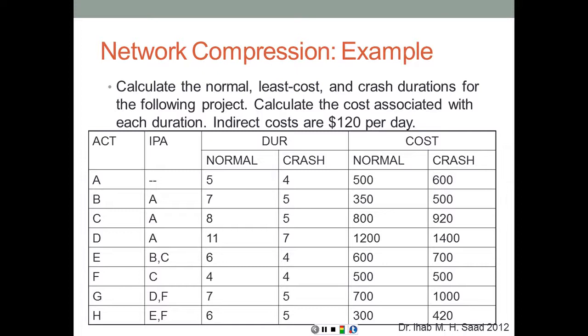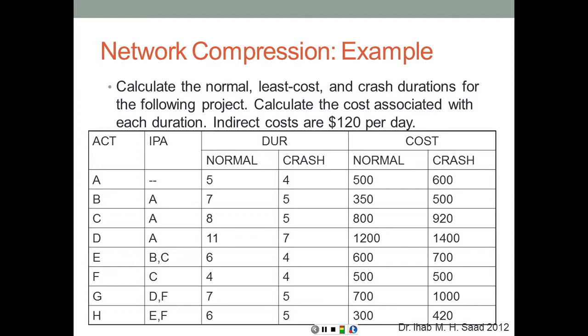It's required to calculate the normal, least cost, and crash durations for the following project. Calculate the cost associated with each duration. Indirect costs are $120 per day. So basically, for each day that you save from the duration, you're going to save $120.